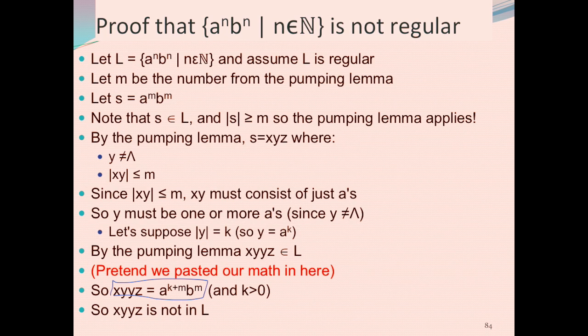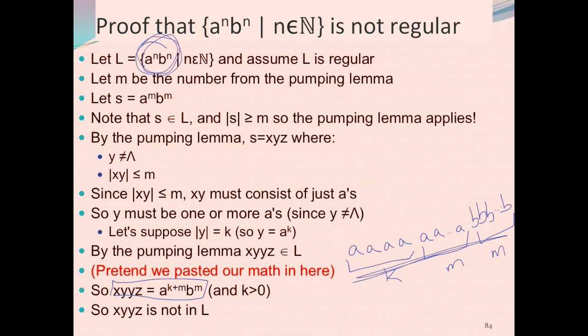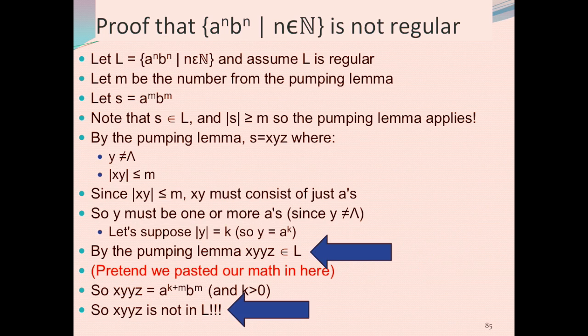x, y, y, z is a string that has a bunch of a's, followed by a bunch of b's. But how many a's? Well, first there's k of them, and then there's another m, but there's only m b's. But my language says I have to have the same number. But my string doesn't have the same number. So my string is not in this language. But wait, the pumping lemma tells me my string has to be in this language. But my string's not in the language, but the pumping lemma tells me it has to be, but it's not. We have a contradiction.